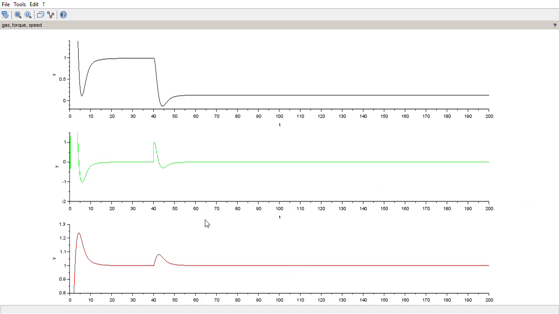Hello, this is John Fitzmaurice, and this is my mathematical simulation of a full load rejection on a frame 5. So I have three graphs here. As it says, gas is the first one, torque is the second, the green one, and speed is the red one.